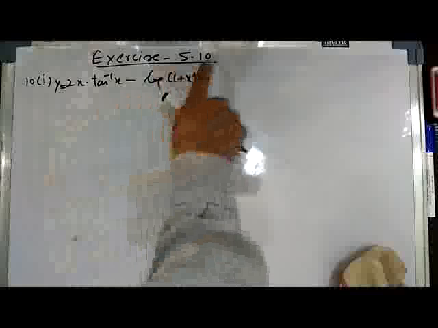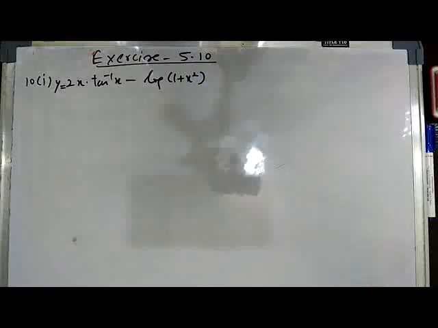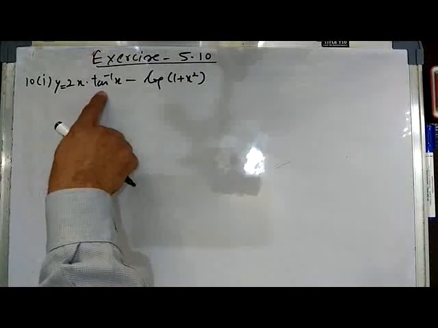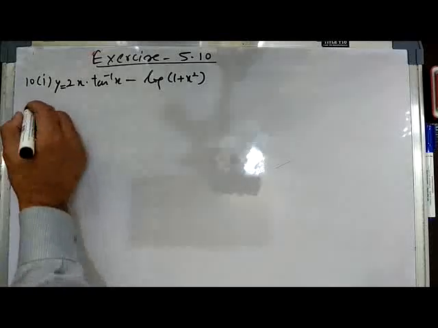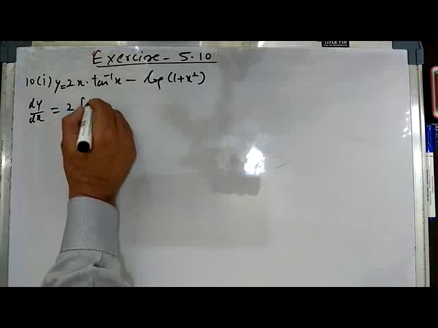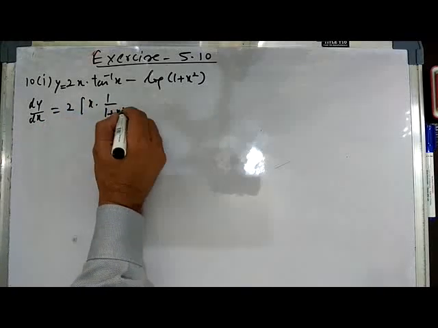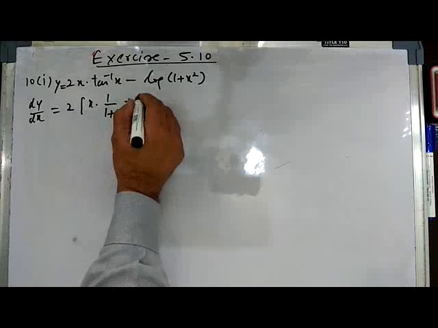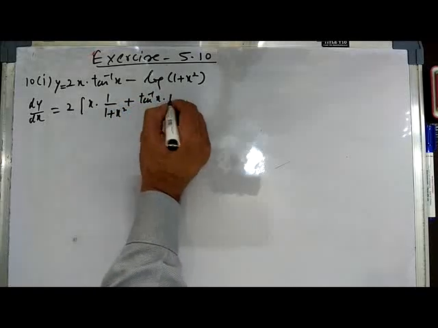Now next question from the same exercise 5.10. I take this y equals 2x tan inverse x. So dy/dx is 2x, the differential of tan inverse x is 1 upon 1 plus x square, and plus tan inverse x, the differential of x is 1.